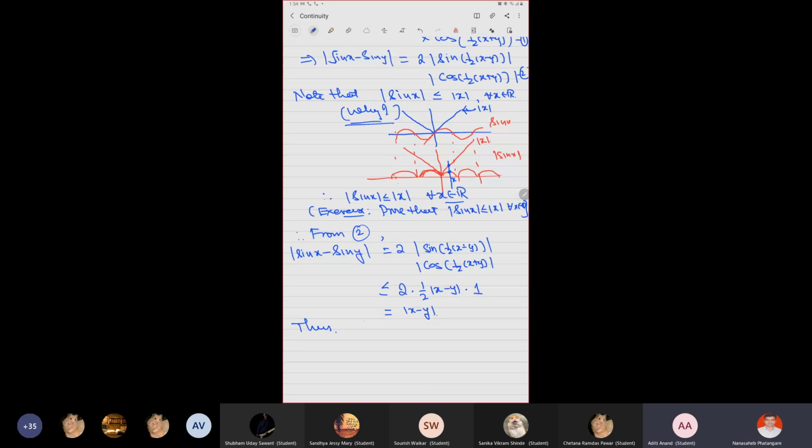And therefore we get a very interesting inequality. So the absolute value of sine x minus sine y is less than or equal to the absolute value of x minus y, for all x, y. Whatever real numbers you select, this is true.